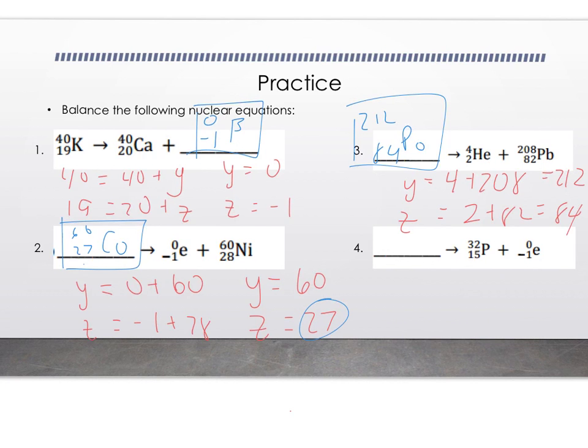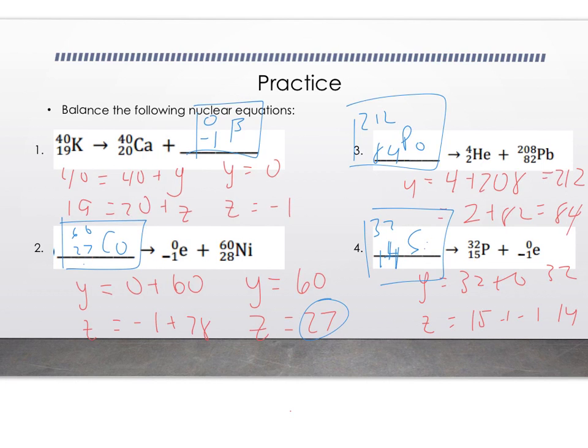Then our last one, again, we have our x, y, z, where we set y is equal to 32 plus 0, z is equal to 15 plus negative 1. So your y is going to be equal to 32. Your z will be equal to 14. So then you look on the periodic table, what has an atomic number of 14? That is your silicon. So you write the symbol Si, mass of 32 at the top, atomic number of 14 on the bottom, and you box in your answer.